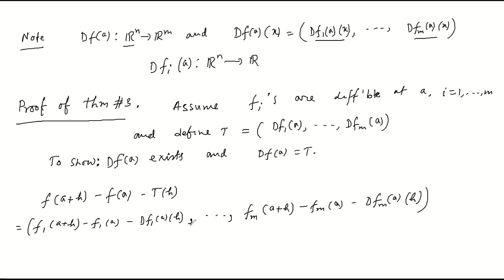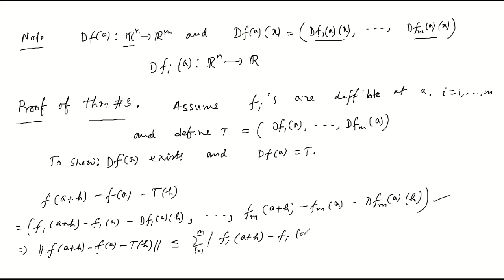Okay, and now this implies that the norm of f of a plus h minus f of a minus t acting on h is less or equal to the sum of the absolute values of the components of the right hand side of this equation. So this is less or equal to the summation over i equal to 1 to m of the absolute value of fi of a plus h minus fi of a minus the derivative of the ith component function at a acting on h. So this is a real number, so we have the absolute value of this.